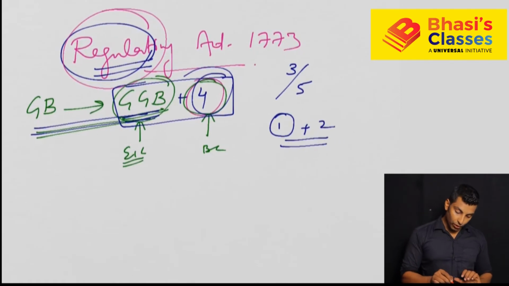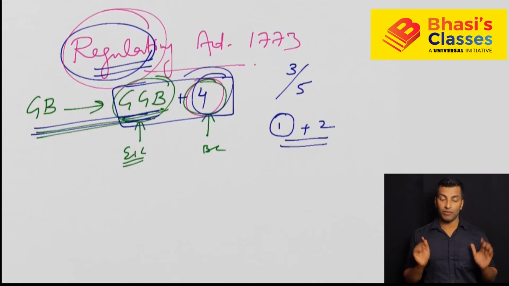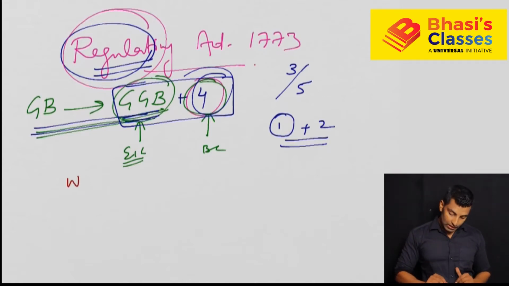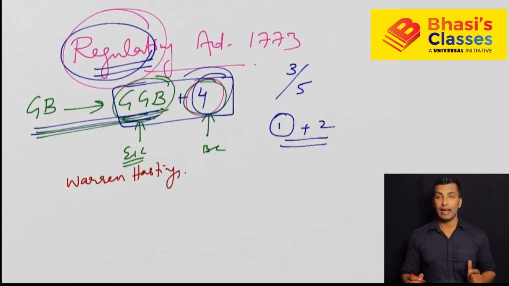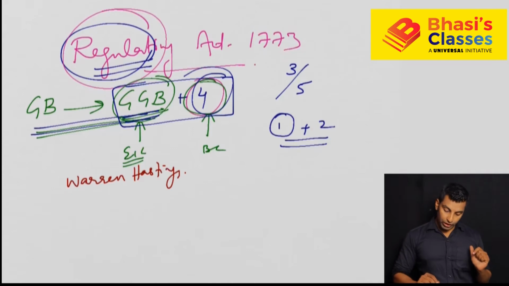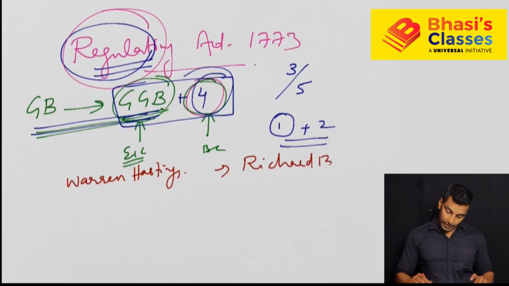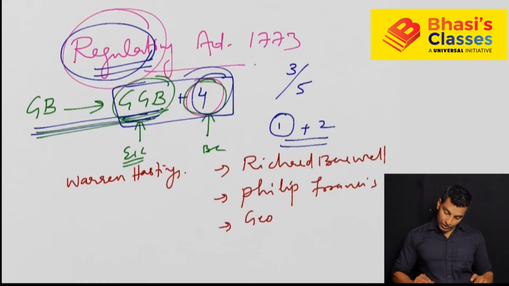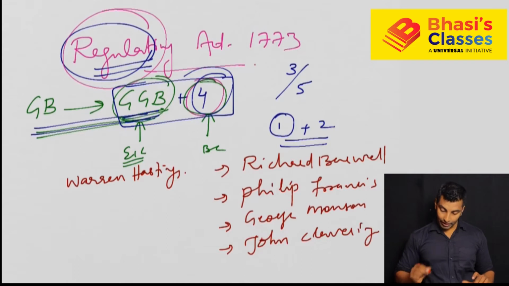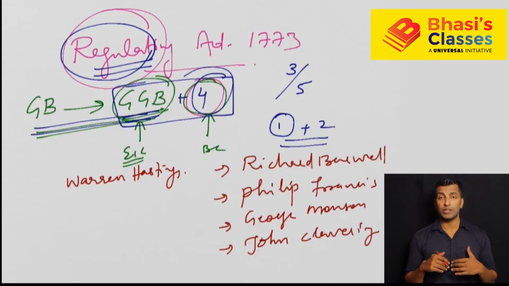You need to know who was the first Governor General, which in fact I have discussed with you. The first Governor General of Bengal was Warren Hastings, appointed by the company. Now you need to know the 4 members also, right? So the 4 members were Richard Barwell, Philip Francis, George Monson, and John Clavering. Since these are the first 4 council members, you can always expect a question from these 4 members. Just like, who among the following were the members of the first council?